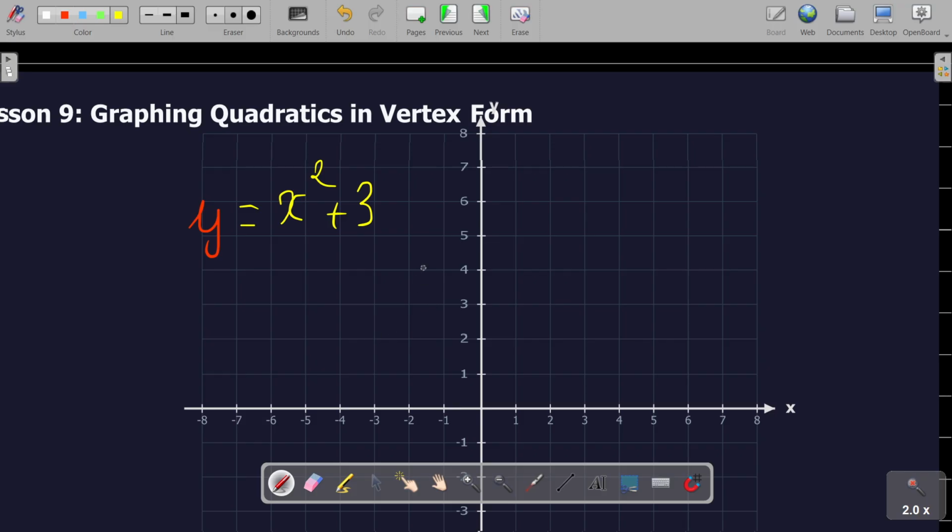Now what happens when we add 3? y equals x squared plus 3. The entire parabola shifts up by 3 units. So it goes from 0 to 3. Because if we put 0 here, plus 3, then y will equal 3. If we put 1 squared plus 3, then it will be 4. If we put 2 squared plus 3, of course, then we will have 7, because 4 plus 3 equals 7.